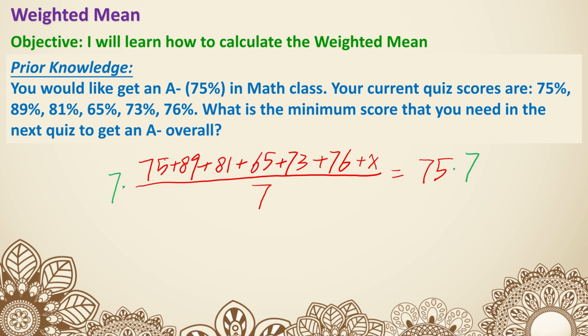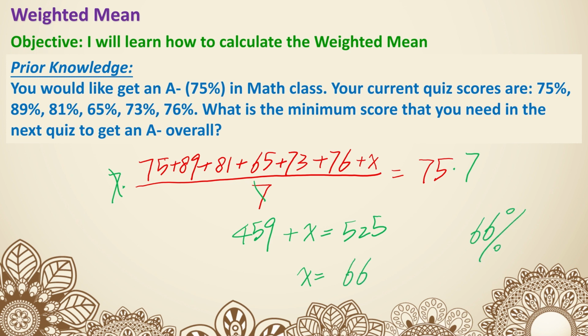Add up the top, that's going to give you 459. So the 7 would actually cancel on the left side. So it's 459 plus x. The right side is 525. And if you subtract the 459 over, x would have to be 66, which means you at least need a 66% to be able to get an A-. That's what we have learned before.